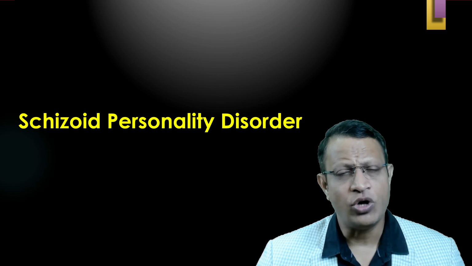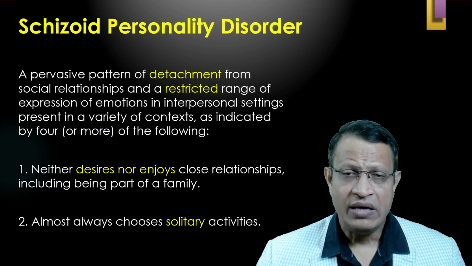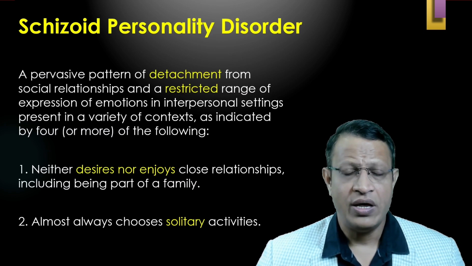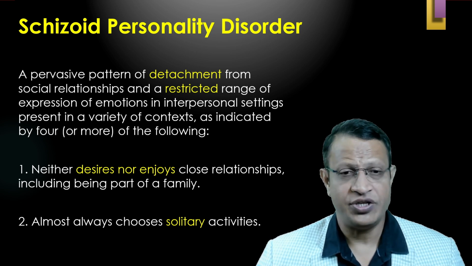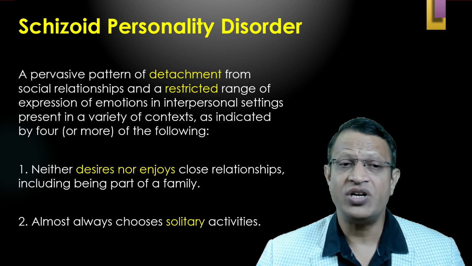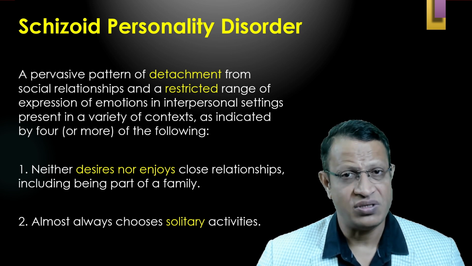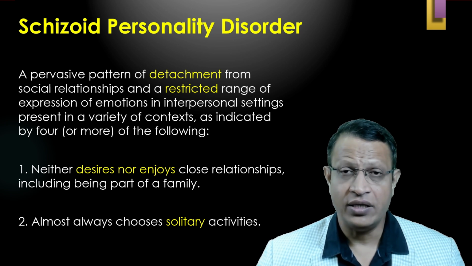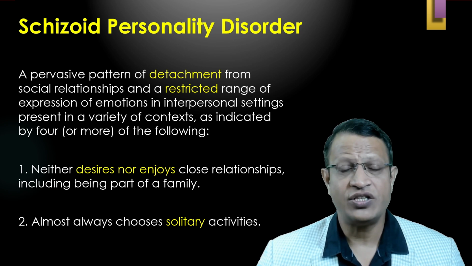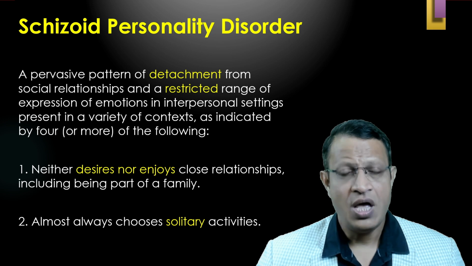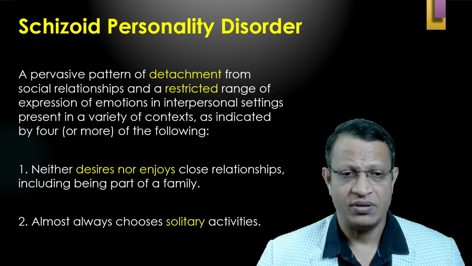Let's move on to schizoid personality disorder. Here in schizoid personality disorder, they have a pervasive pattern of detachment from social relationships and a restricted range of expression of emotions in interpersonal settings. They are present in a variety of contexts, and they should have at least four symptoms to diagnose schizoid personality disorder. Let's look into those symptoms.